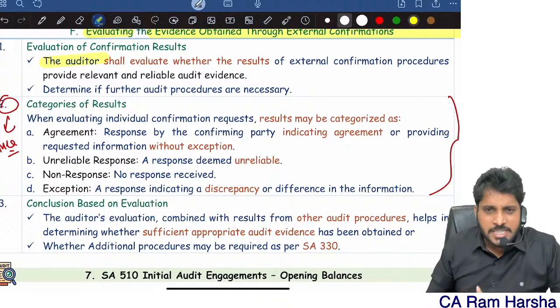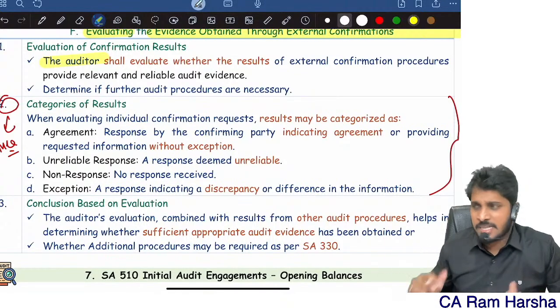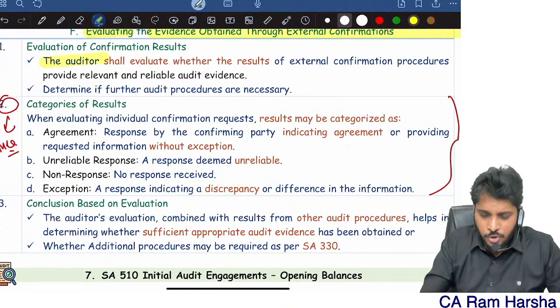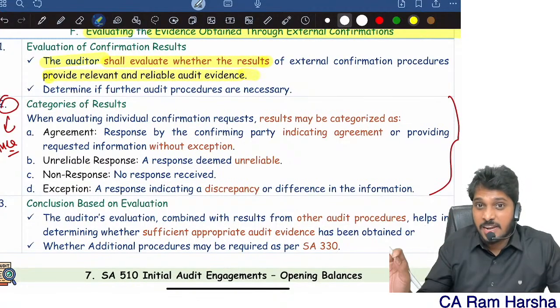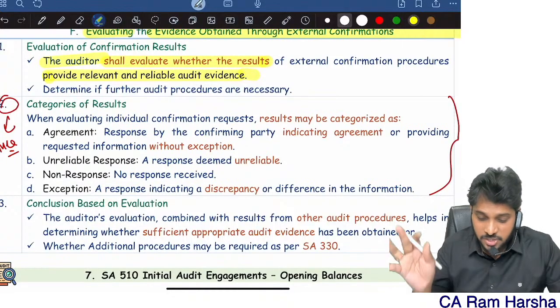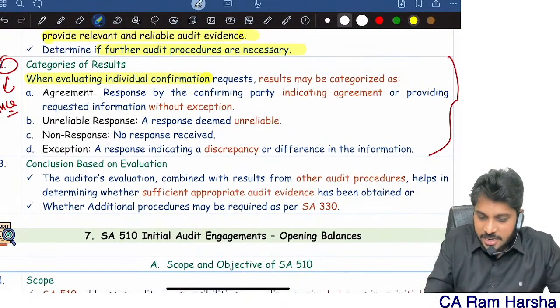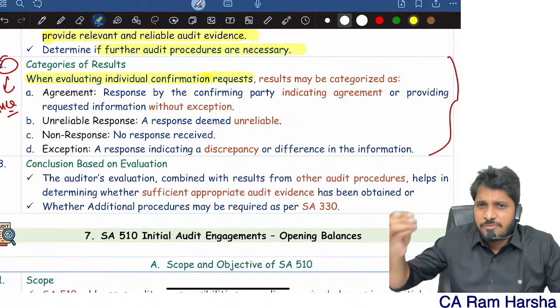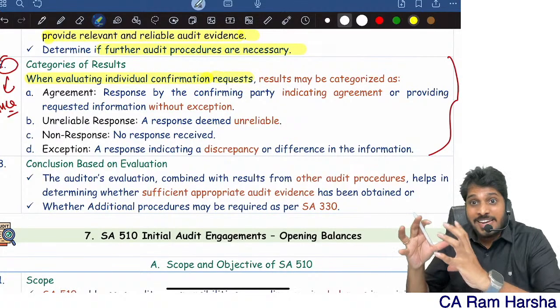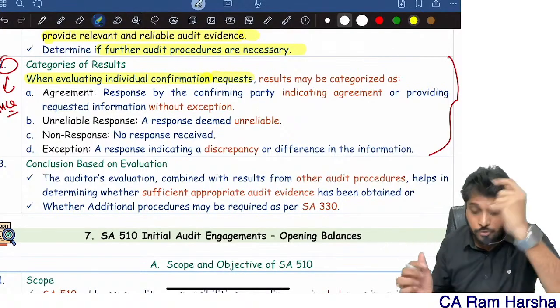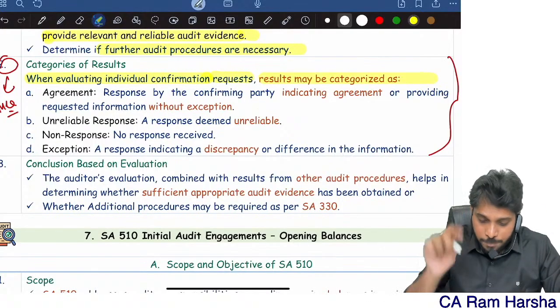Whenever you are performing external confirmation, you might have got some result. The third party would have replied or not replied, or something would have been there. Please evaluate the results, whether the external confirmation has given you reliable and relevant evidence. See whether any further procedures are necessary. When you are evaluating each individual confirmation request, you can categorize the external confirmation result into 4 categories.